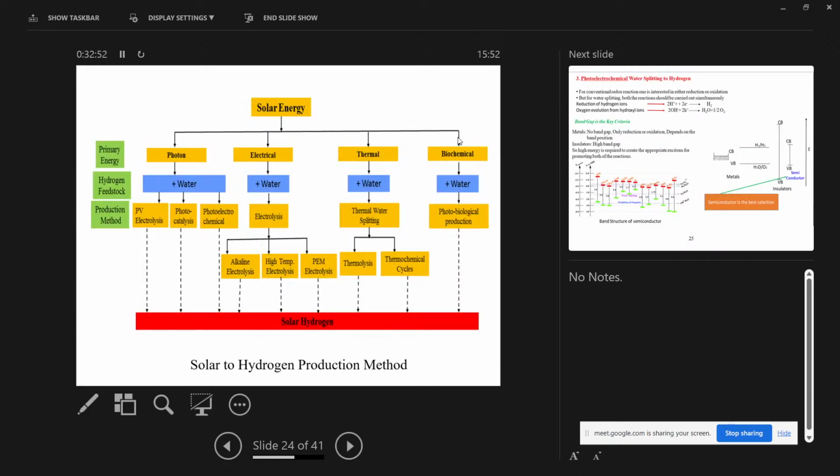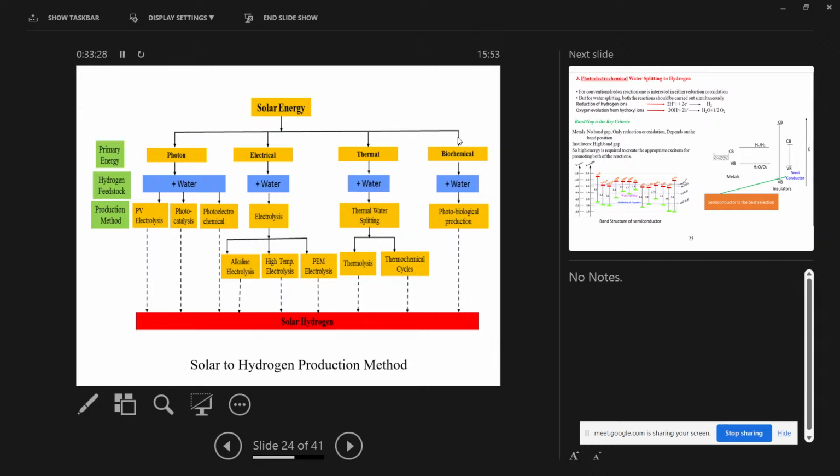Another part, which is the renewable part of it, is from solar energy. We will not talk about all the things, but the important part is we have the primary energy, the hydrogen feedstock and the production methods. Even from solar energy, we can easily divide it into at least seven to eight processes.